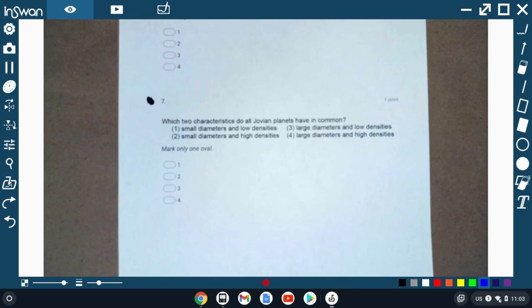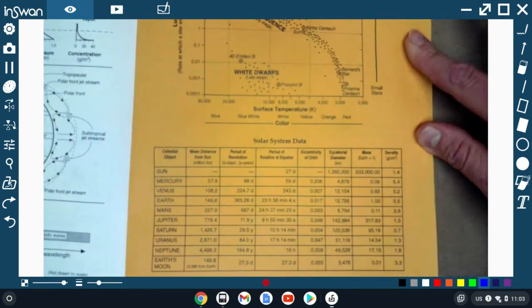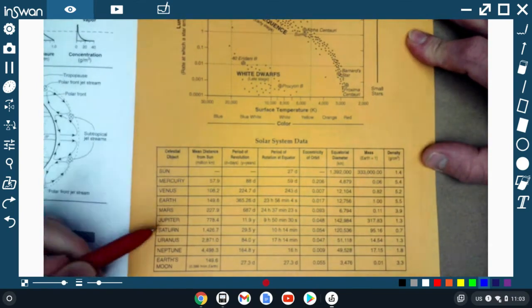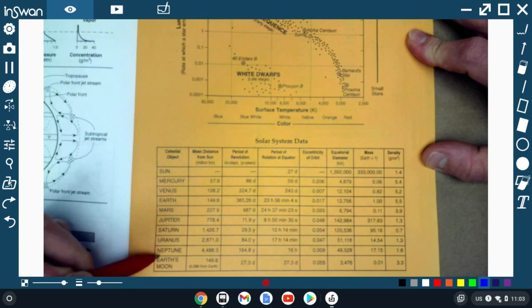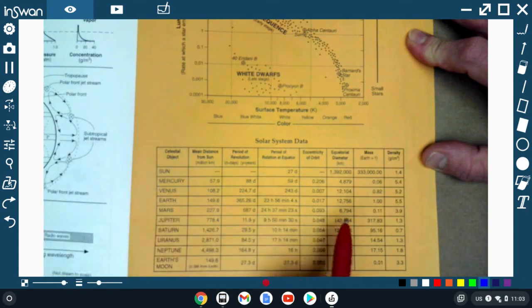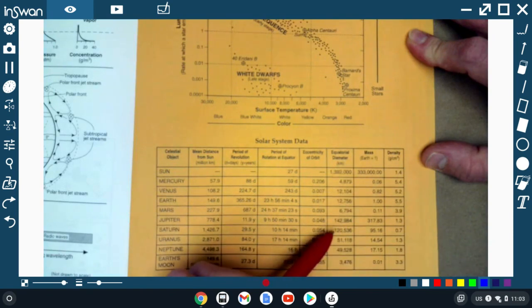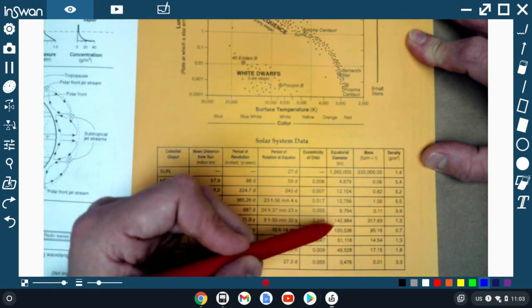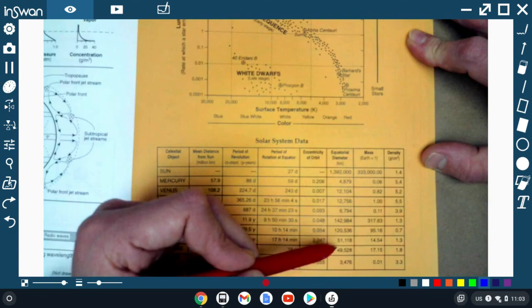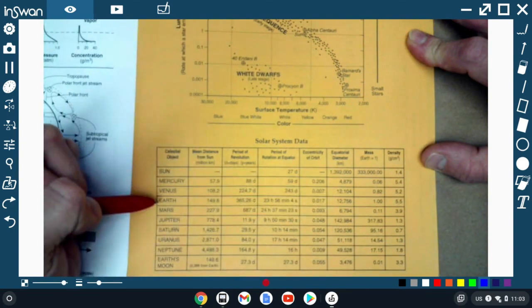You can take a look at that here on page 15, this bottom section here. Jupiter, Saturn, Uranus, and Neptune, all 4 of these are Jovian planets. We could see their diameters: 142,000, 120,000, 51,000, 49,000. If you look at all the planets above, none of them come close to 51,000 or 49,000. The biggest is 12,000, which is Earth.